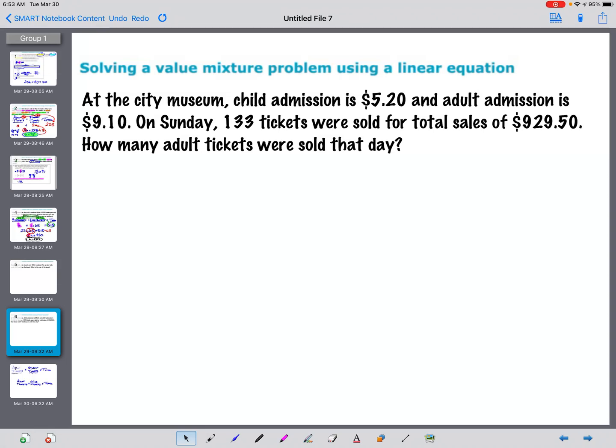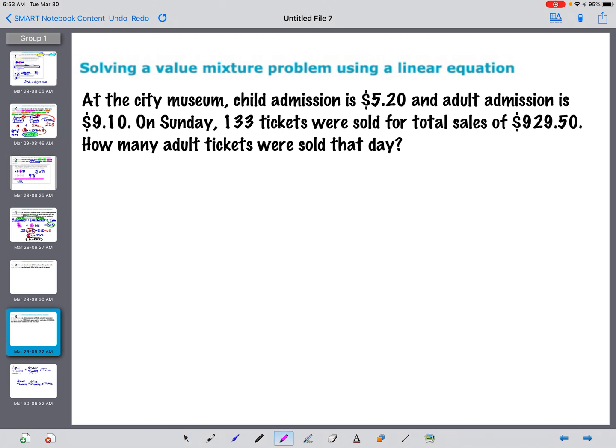We're going to solve a value mixture problem using a linear equation. These are a little bit trickier than just solving the two unknown values, as you'll see in a moment. At the City Museum, child admission is $5.20 and adult admission is $9.10. On Sunday, 133 tickets were sold for a total sales of $929.50. How many adult tickets were sold that day?